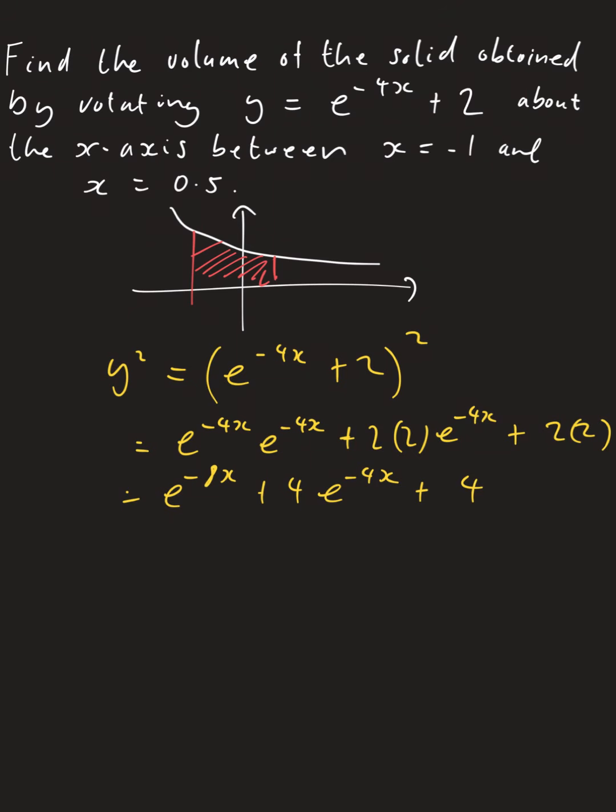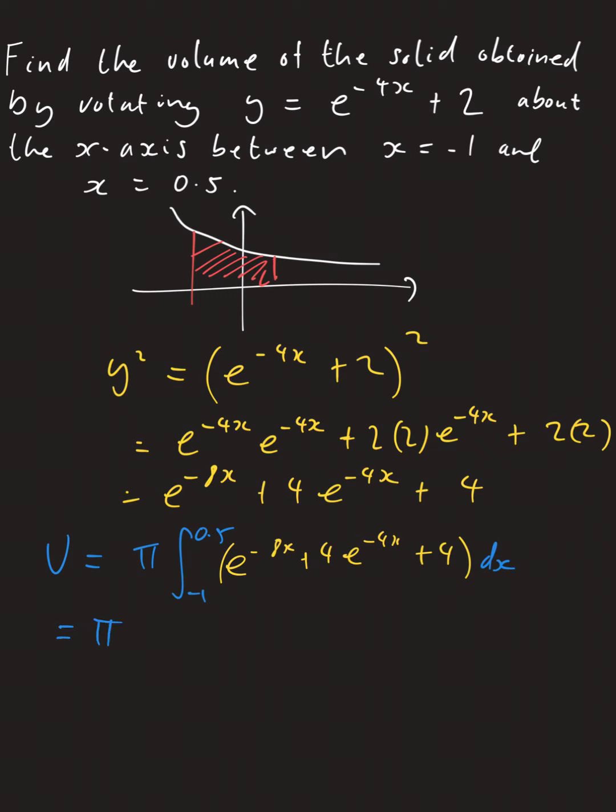So to get the volume, we'll call it v, we have pi times the integral between minus 1 and 0.5 of y squared, which we know to be e to the minus 8x plus 4 e to the minus 4x plus 4 dx. So that is pi times the integral of y squared dx. And now we just have to integrate that.